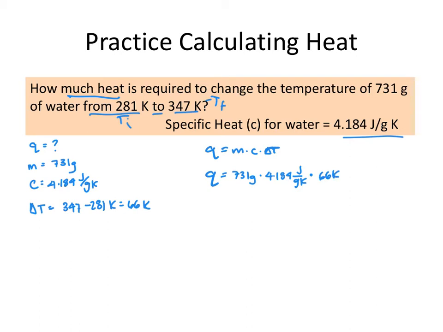Okay, we go ahead and put this into our calculator, and this is going to give us the following answer, okay, in joules, right, because Kelvin and Kelvin cancels, grams and grams cancel, joules is left over. Okay, and if we look at our sig figs, we got 3 here, we got 2 here. Okay, joules is going to be the quantity of heat required to increase the 731 grams of water by basically 66 degrees.